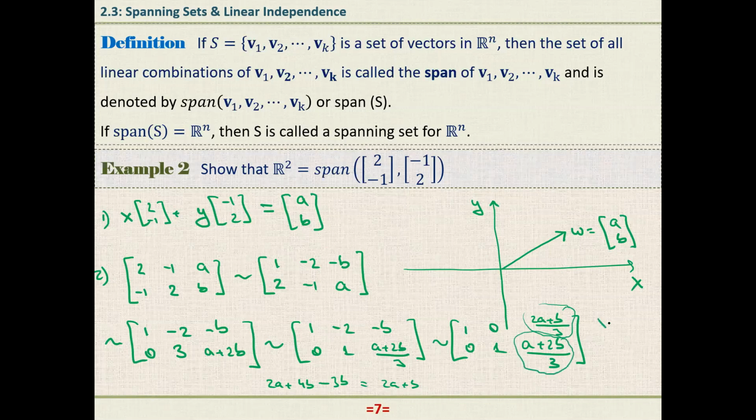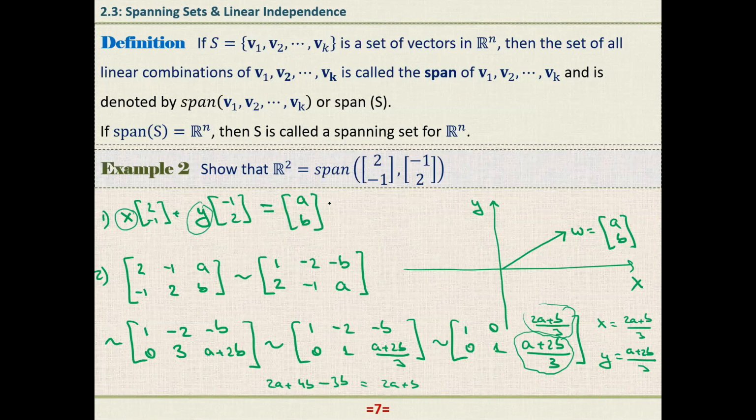So what is X then? That X will be 2A plus B over 3. And this Y will be A plus 2B over 3. So that means that now if I substitute this value for X here, and this value Y from here, right, it is always equal to this AB.